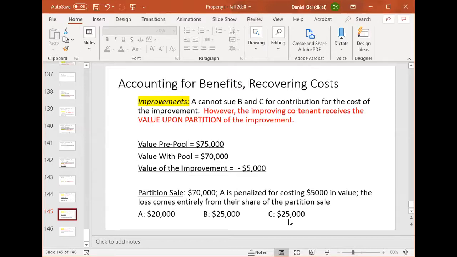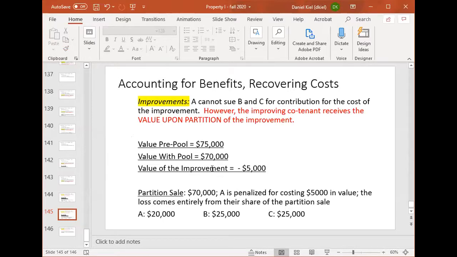Now, you guys might be wondering, well, how do you know that the only impact on the value change was the improvement? Maybe it wasn't just the pool. Maybe there was some sort of garbage dump that moved into the neighborhood that devalued the property. Okay, you're right. It's very, very difficult to prove these numbers: the value of the property before there was a pool, the value of the property after the pool, and the impact specifically of a pool on a property's value.